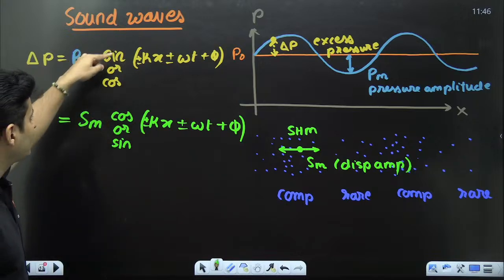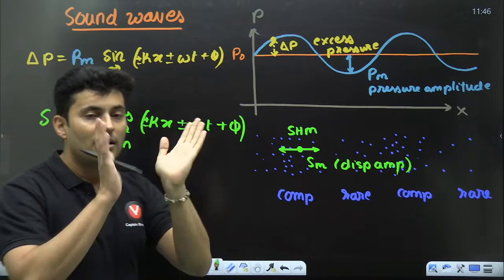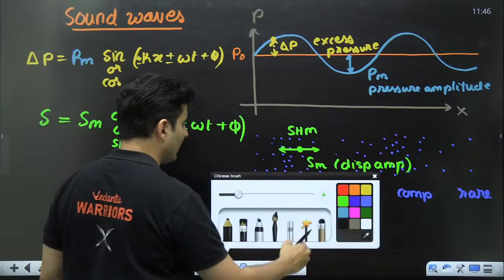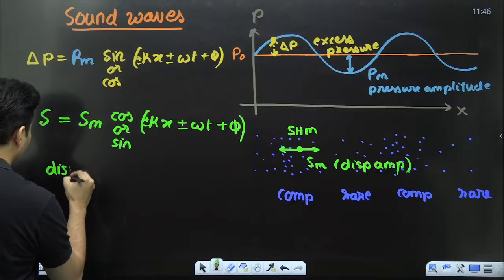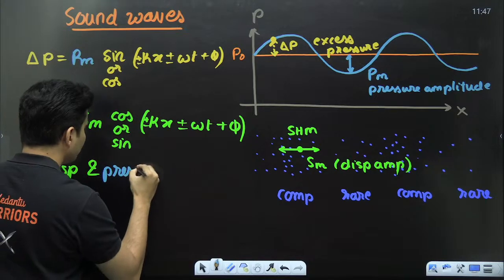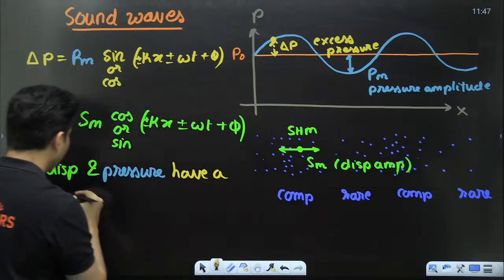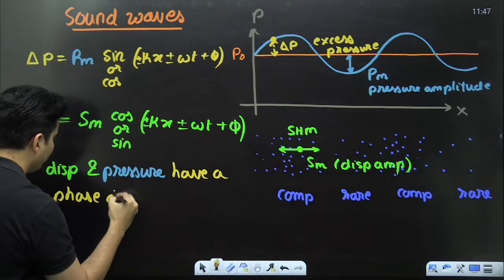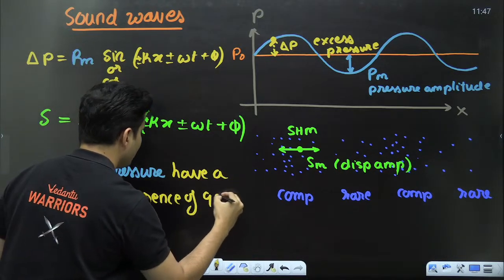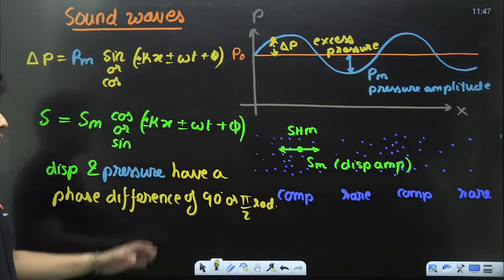Now, why did I put sine here, cos here, sine here? Because the pressure and the displacements are perpendicular in phase. Pressure and displacement are perpendicular in phase. So let me mention that displacement and pressure have a phase difference of basically 90 degree or pi by 2 radian. That is something which you should again know about.